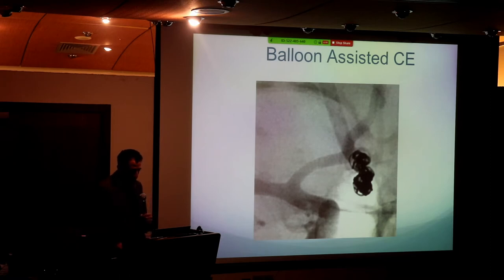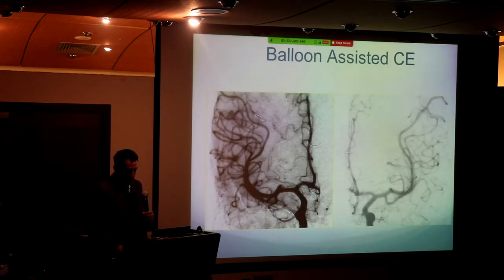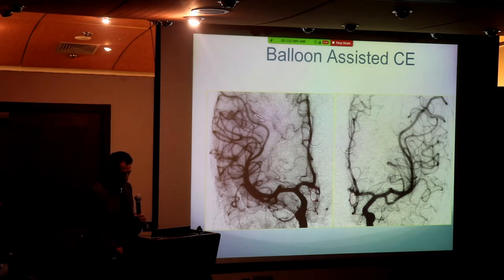So balloon-assisted coiling helps avoid the issues of wide neck aneurysm. These issues were not addressed at the time when I sat. There was no balloon part of it. At the end, you don't have any filling of that aneurysm.